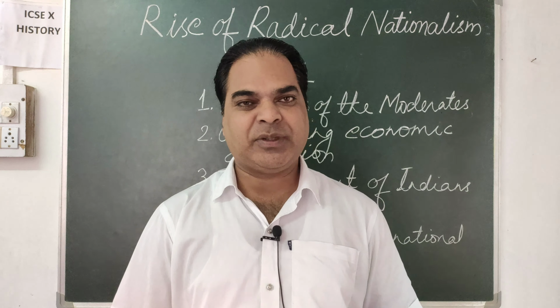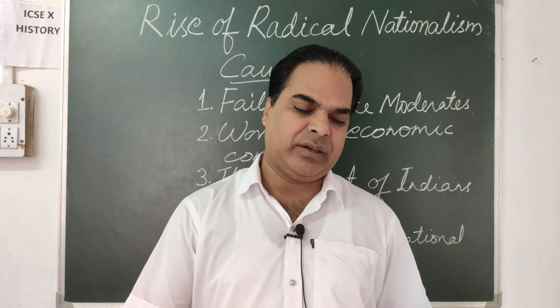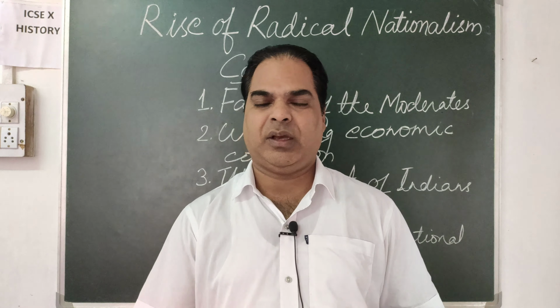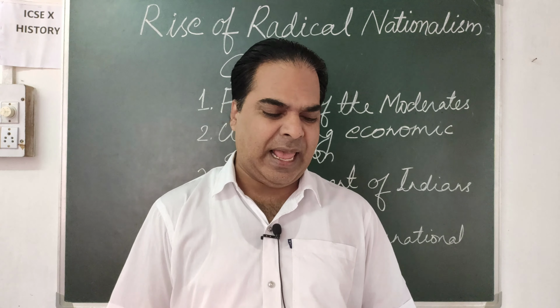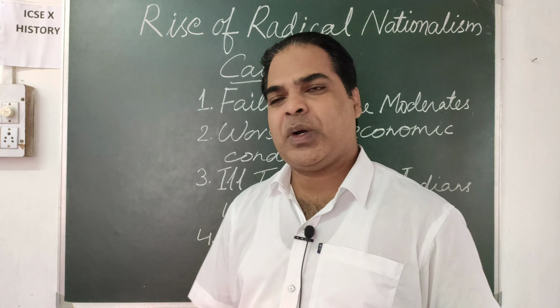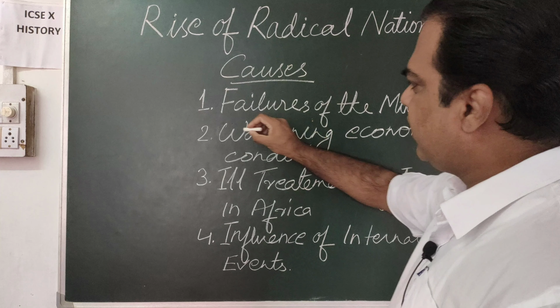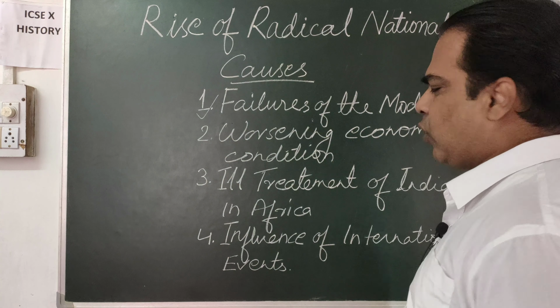They wanted fast changes. So radicals, aggressive nationalism, assertive nationalism, all are for the same congressmen who joined later on, in 1900 and 1905 onward, who became very active in the national movement. So the first reason why there was a rise of radical nationalism is the failure of the moderates.